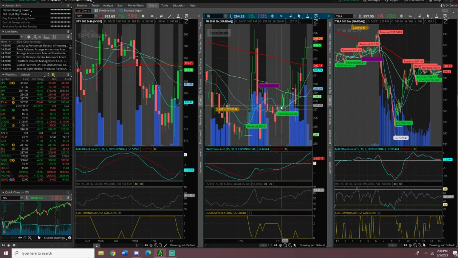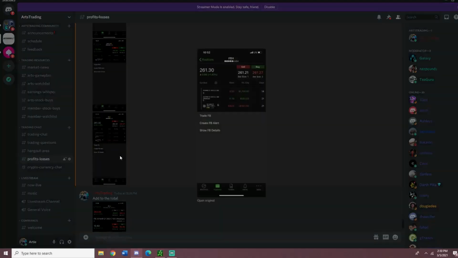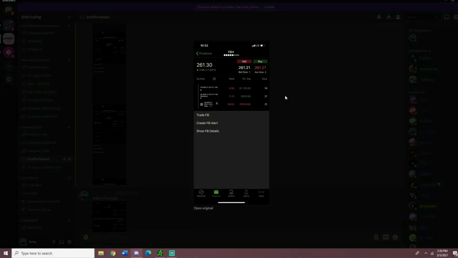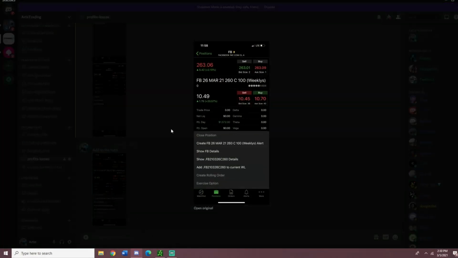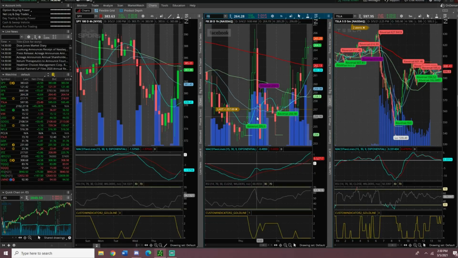That in mind, I took a position at this 257 level based off of the 50 SMA break. And from 258, I rode it up to 260. I sold. It did kind of dip a little bit, and then it went back up, and that's when I re-entered, and I took a smaller profit. That was about $550. And from there, this position is now closed. I did re-enter at the 262 break for a $1,572 profit.